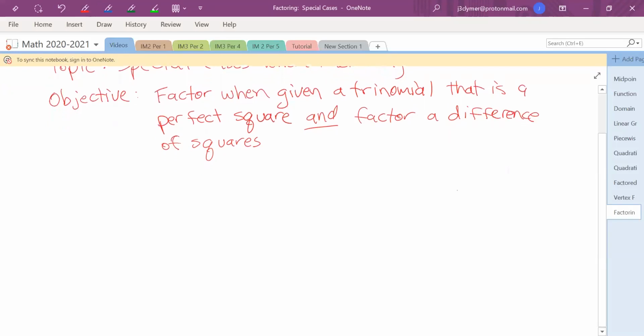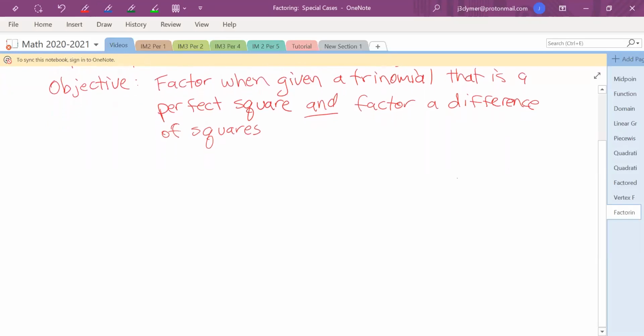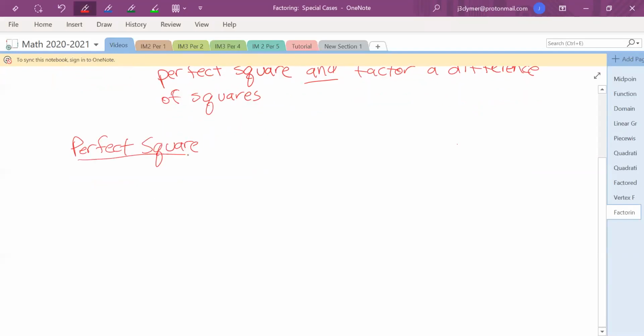All right. So the first thing we want to look at is perfect squares. Okay, what is a perfect square? What do we mean by perfect square? And how do we factor it? Okay, so when we say a perfect square, what we mean is, instead of two binomials being multiplied together that are different, we have two binomials that are being multiplied together that are the same. So that's what we mean by perfect square.